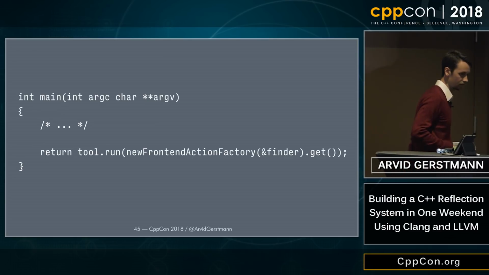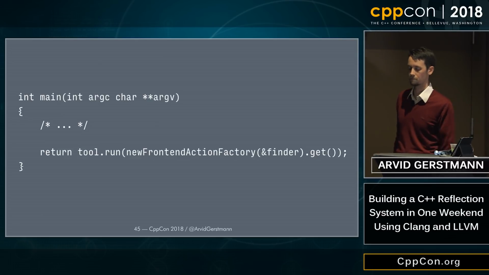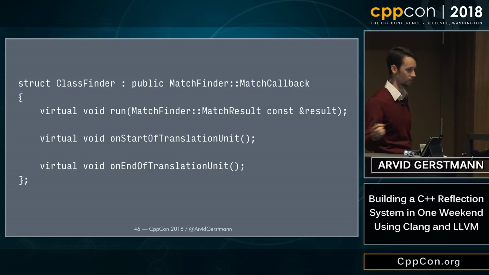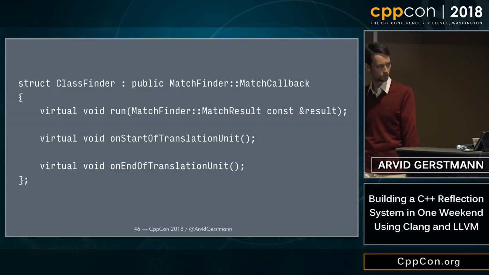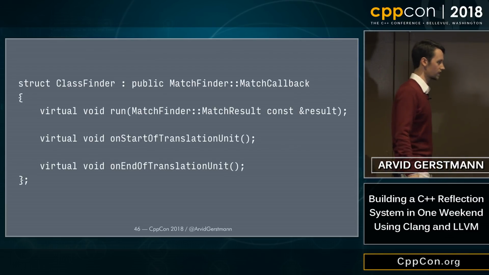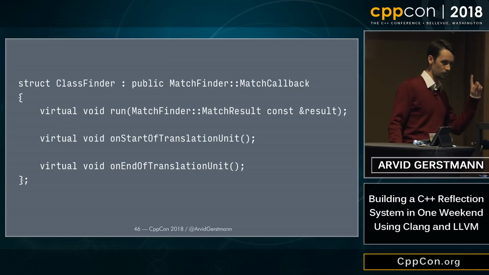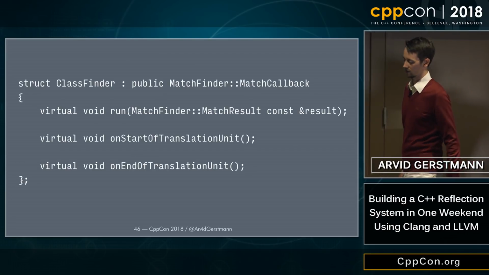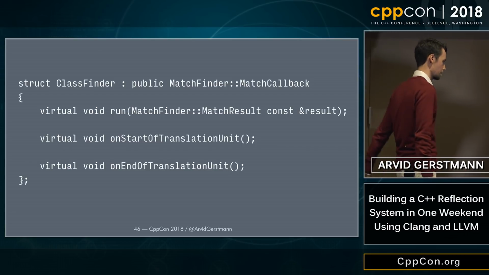But before we do that, we need to get a way to actually get access to them. And this is where the class finder comes into play. The class finder is just an interface, or inherits from the interface of MatchCallback, which has 3 functions we need to define. The bottom 2 functions are rather self-descriptive, onEndOfTranslationUnit and onStartOfTranslationUnit. They'll be called when the translation unit starts and the translation unit ends. The run function is the interesting function here. Run is called for every single match of our finders. So for every single CXX record, for every single function, and for every single field.